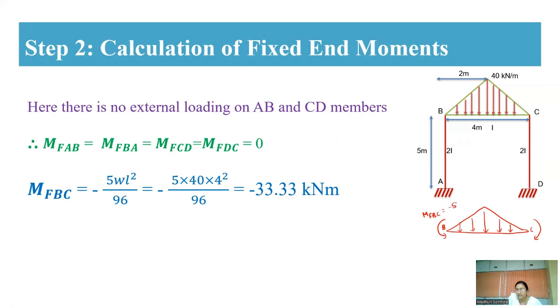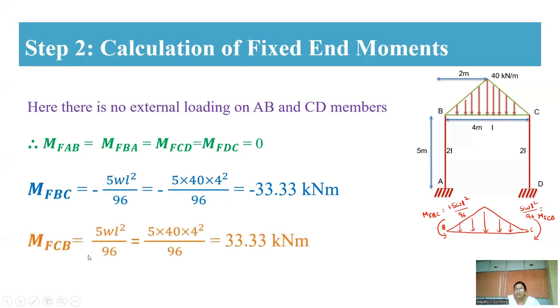Which is minus 5WL square by 96, which is in anti-clockwise direction. Therefore, it is written as negative here. And similarly, MFCB is 5WL square by 96, which is in clockwise direction. Therefore, it will be represented as a positive value.